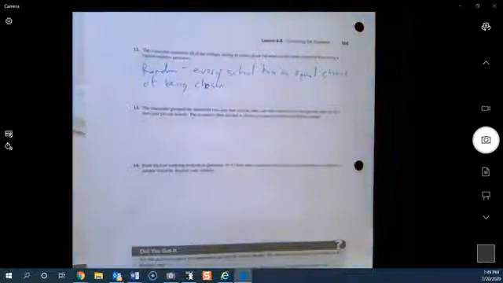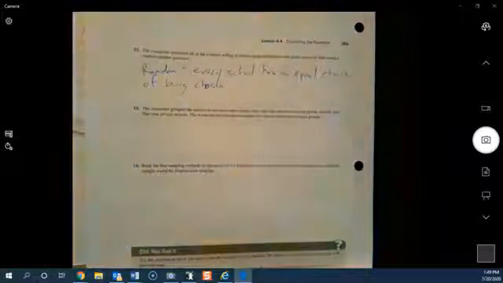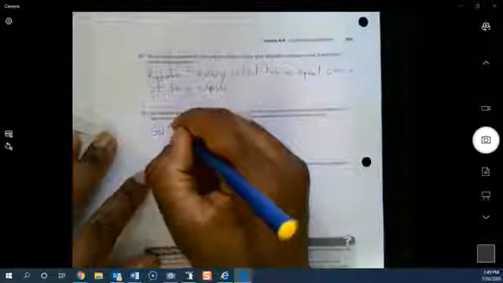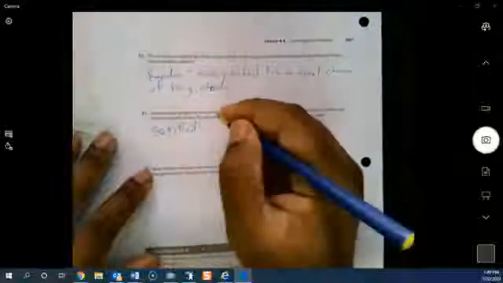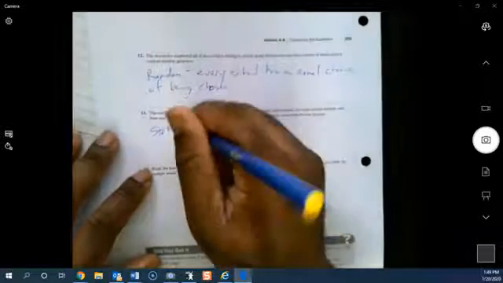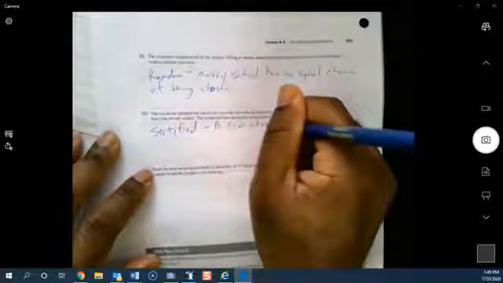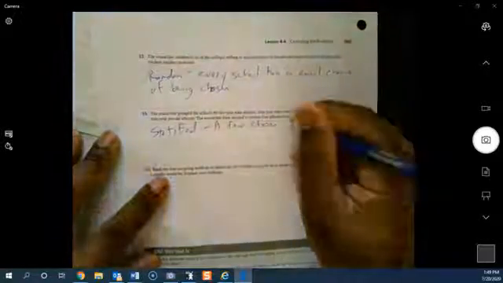Number 13, it says the researcher grouped the schools by 2-year state schools, 4-year state schools, 2-year private schools, and 4-year private schools. The researcher then decided to choose 5 schools from each of these groups. So this would be stratified. So there's a few chosen from every category.